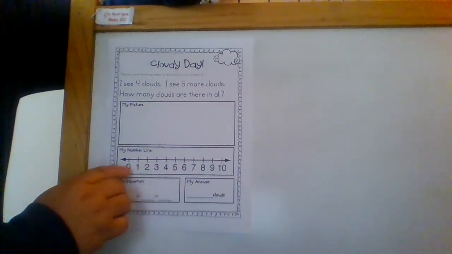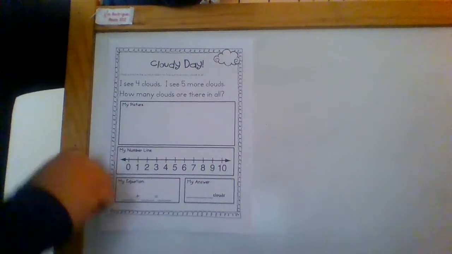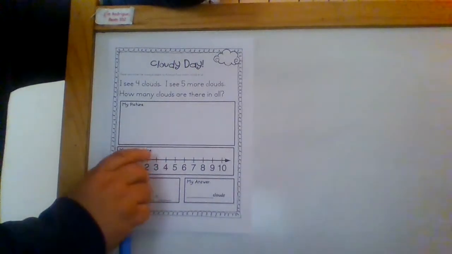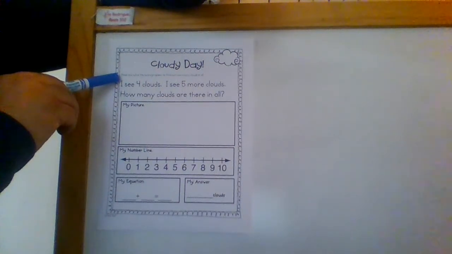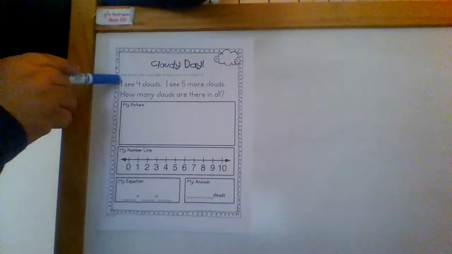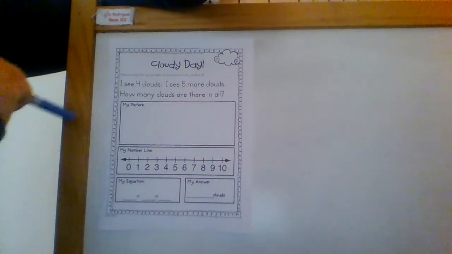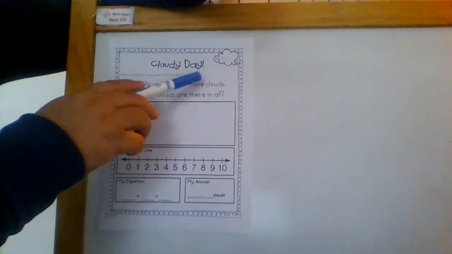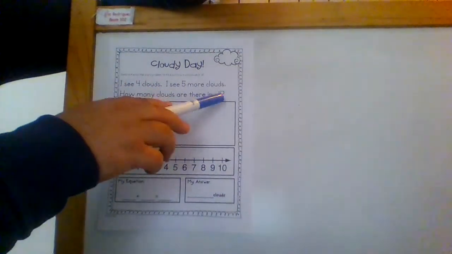All right? So this one says cloudy day. This is something that maybe you will be able to read, or maybe you will need some help from mommy or daddy to read it to you. Okay? So I'm going to read this one. It says, read and solve the word problem to find out how many clouds in all. So here's the problem right here in these big letters. I see 4 clouds. I see 5 more clouds. How many clouds are there in all?